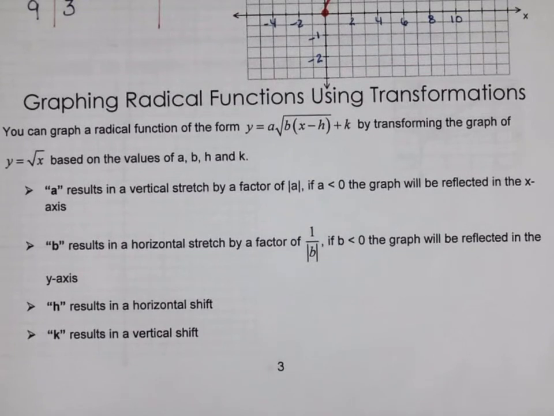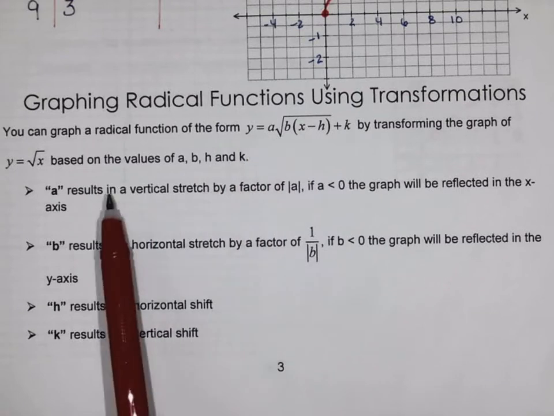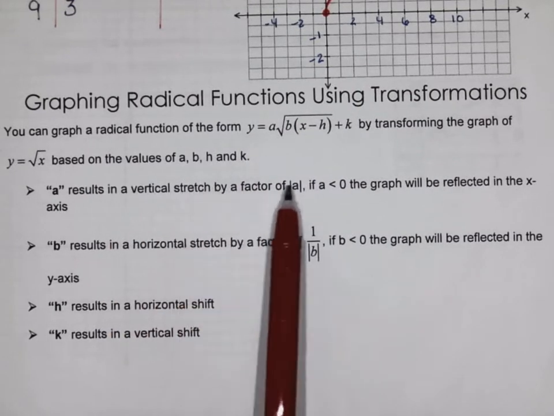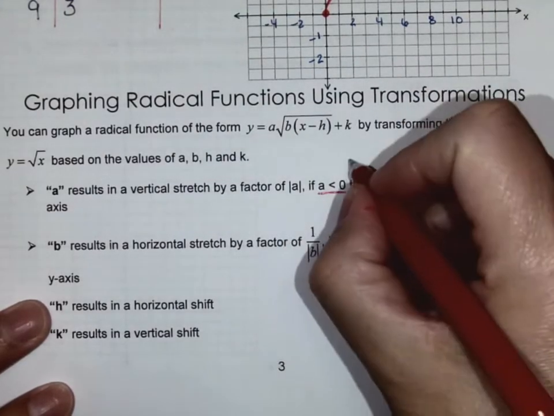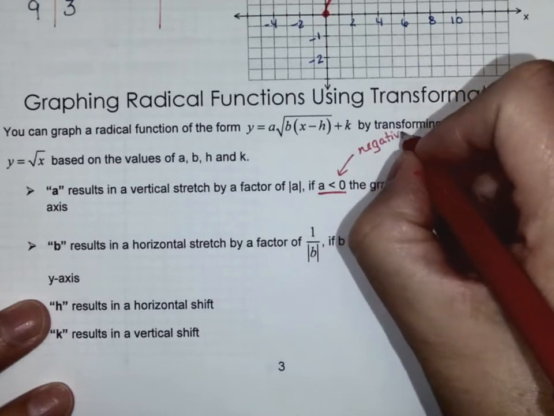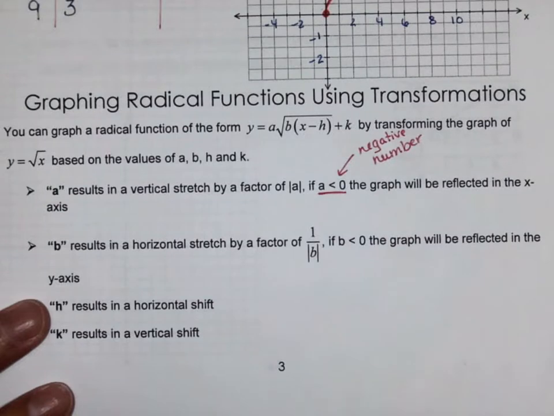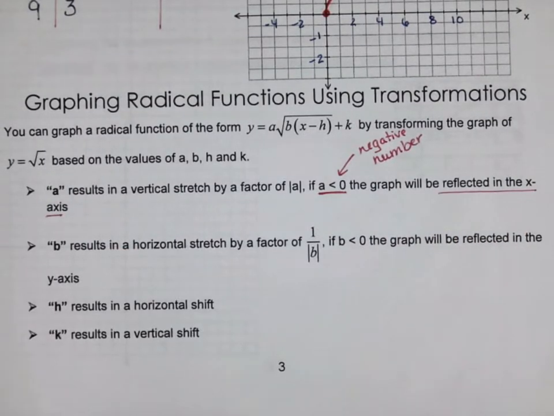Okay. So, transformations, do you recognize this? Looks kind of similar to what we've done before, but now we've thrown a square root sign in it instead of the f. So the a is a vertical stretch. Everybody good with that? If a is less than 0, what does that mean? It means it's a negative number. What's going to happen? It'll be reflected in the x-axis, right?